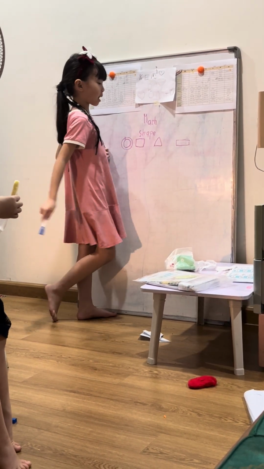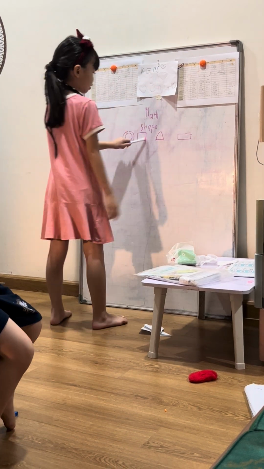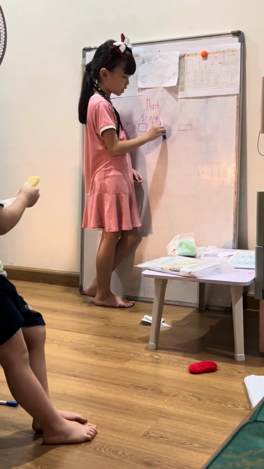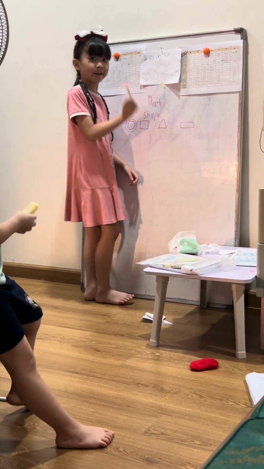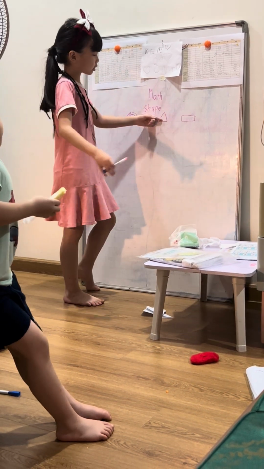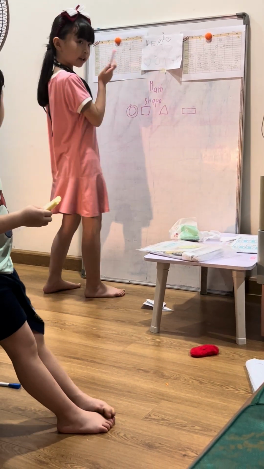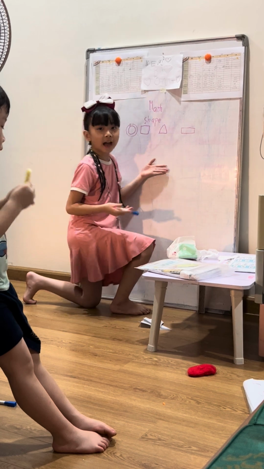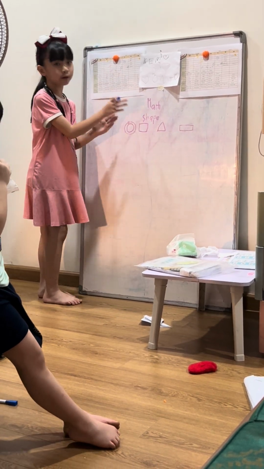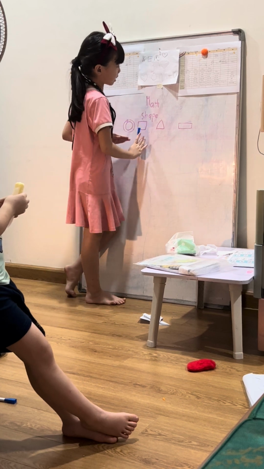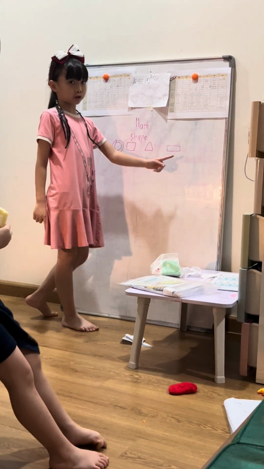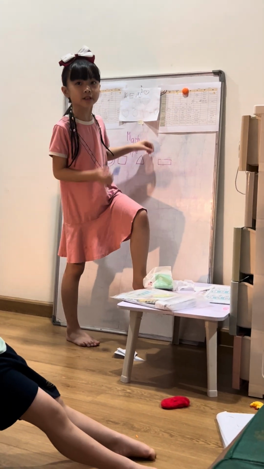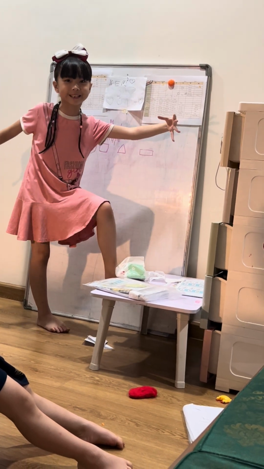We will come to the triangle. This is the triangle, right? We have three sides. But if we stretch this triangle, can it make a triangle? Yes. If we stretch the circle, we make an oval. If we stretch the square, we make a rectangle. But if we stretch the rectangle, it is still a rectangle.